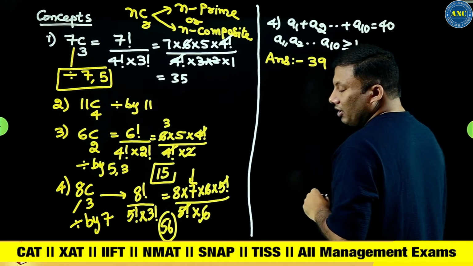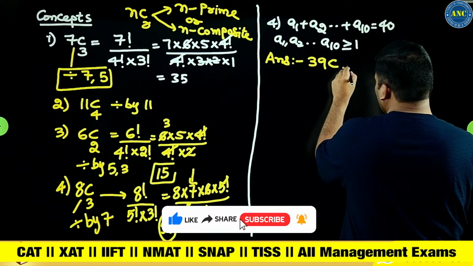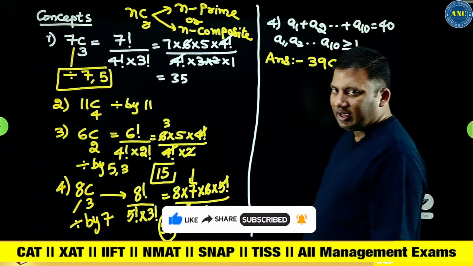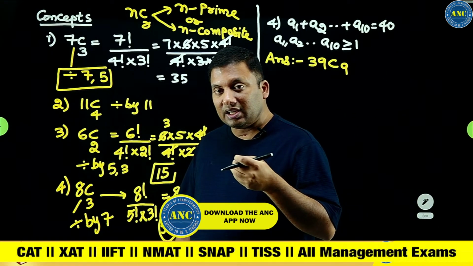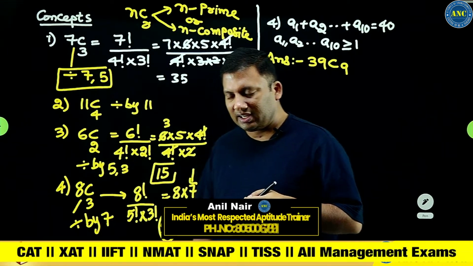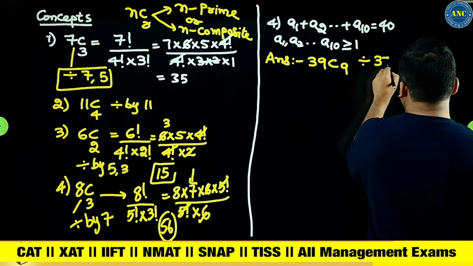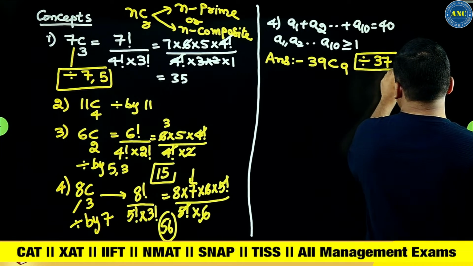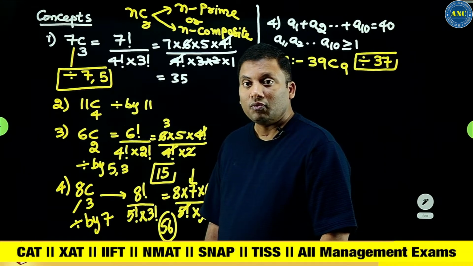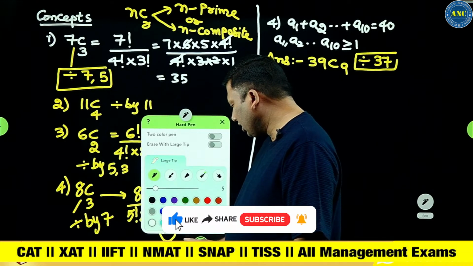If 2 variables are there, 1 cut. If 10 variables are there, it is 9 cuts. So 39C9. 39 is a composite number. What is the prime number just less than 39? 37. Answer should be divisible by 37. I hope the fourth problem is very much clear to you.